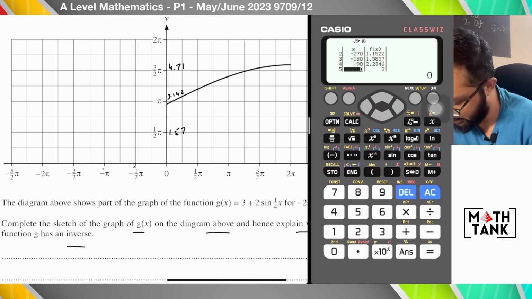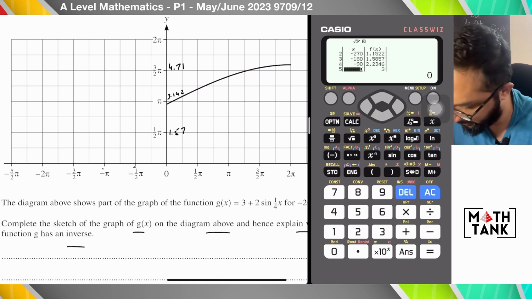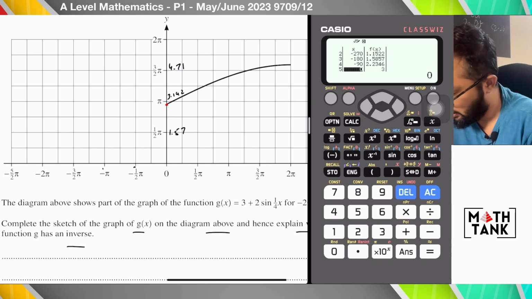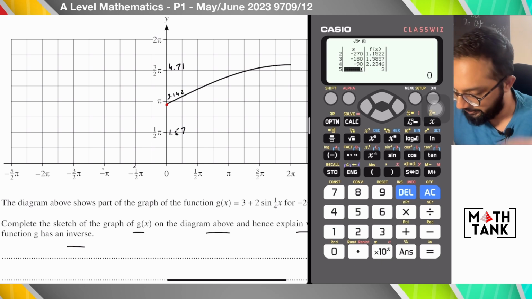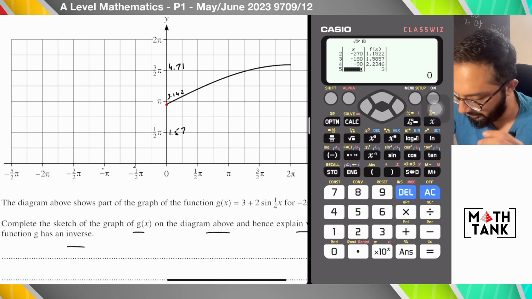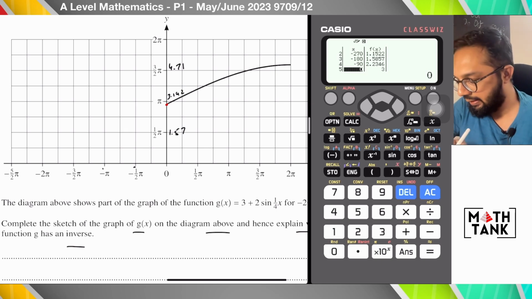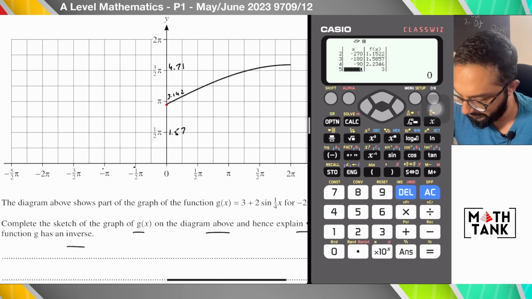On 0 it is at about 3, which is true. On minus 90 it's at about 2.2346. So a little above 1.57, and I would say that this is about here, 2.2346. Let me check if that's exactly halfway. Okay, yeah, that looks exactly halfway. So I'm going to say that here, and then on minus 180, I am at 1.58.